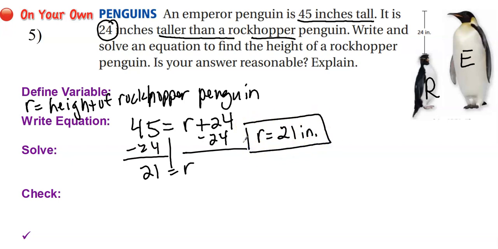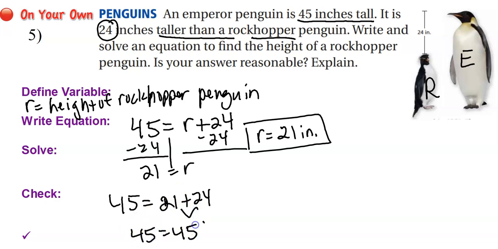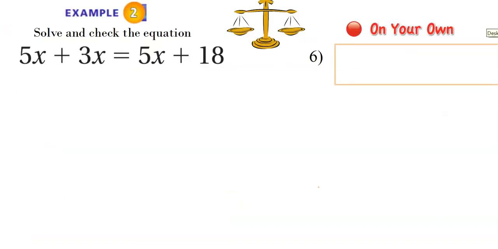And now I'm going to check my work. 45 equals 21 plus 24. And when I do the math over here, I get 45 equals 45. Check. Okay, now I have one more example and one last OYO.